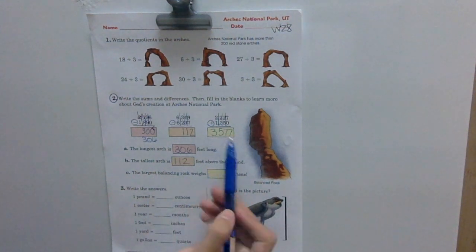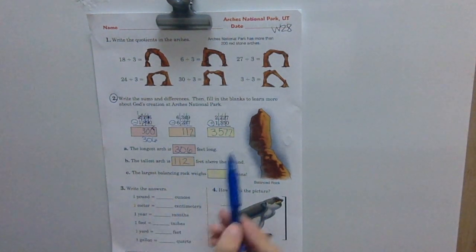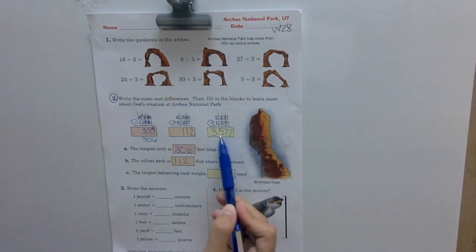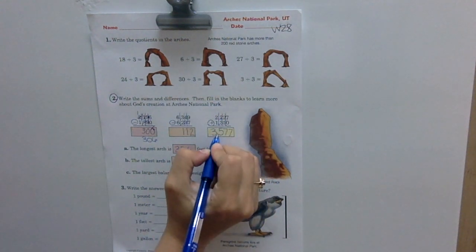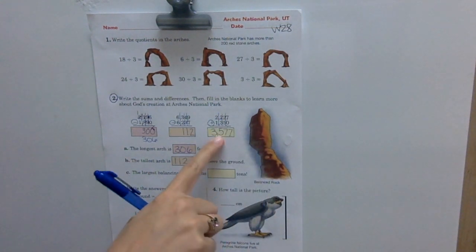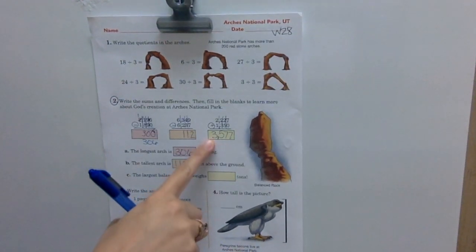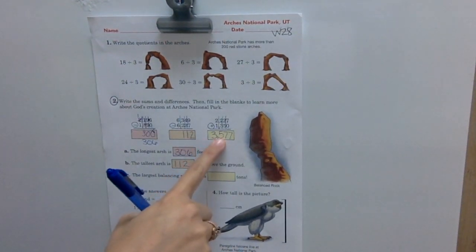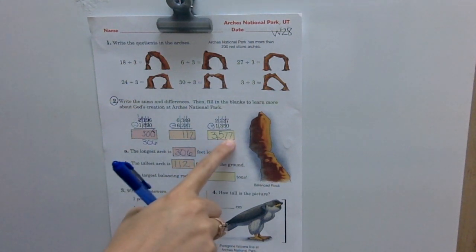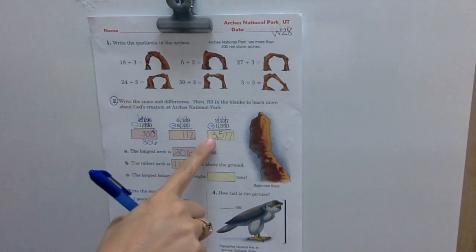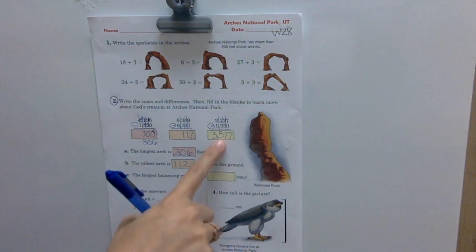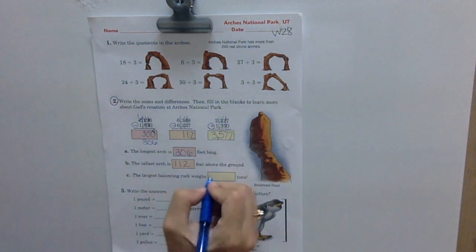So we start from the back, we count 3 numbers, and then add a comma. 1, 2, 3, and then the comma goes right in front of that number that we counted as a 3. 1, 2, 3, comma. So this reads 3,577. Everybody read that with me. 3,577. So we'll write that down.